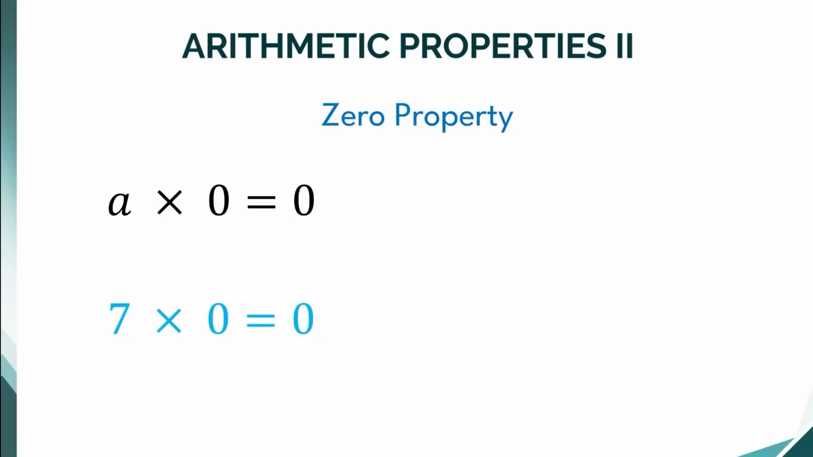But the question is why? Remember, multiplication is a short form for addition. They're kind of the same thing. So what this is saying is we're adding 0 to itself 7 times. So we have 0 plus 0 plus 0.